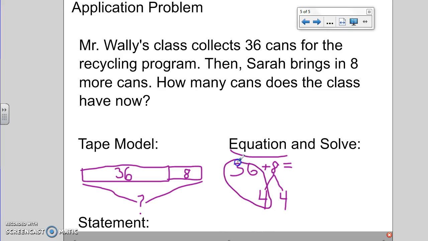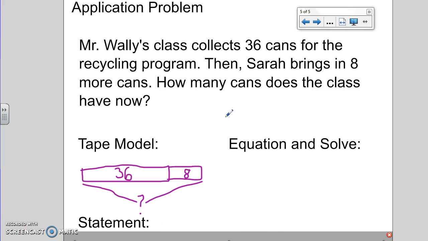Now I have a decade number, which is 40. And I can't forget to add the other 4. So 40 plus 4, my answer would be 44. If you used the number bond strategy and you solved that incorrectly, please pause this video and revise the way you solved it using a number bond.